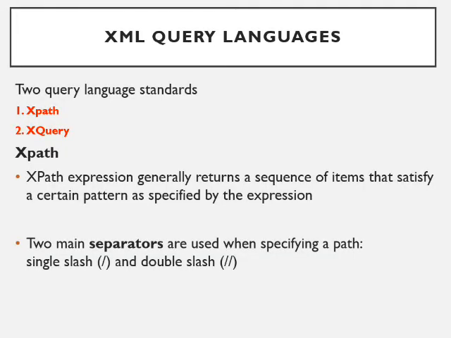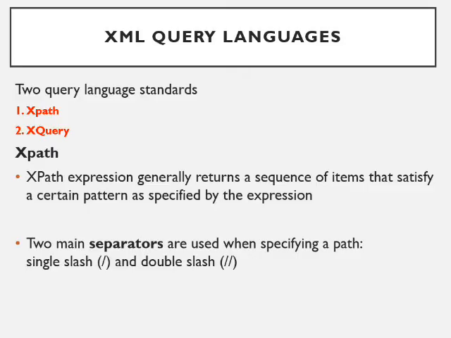The next topic is XML query languages. There are two XML query standards. One is XPath and the other one is XQuery. An XPath expression generally returns a sequence of items that satisfy a certain pattern as specified by the expression. These items are either values, elements or attributes.